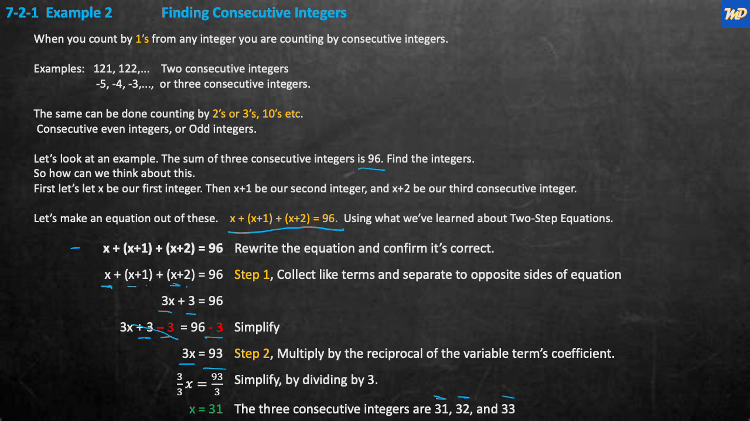If you add these 3 consecutive integers, you'll get 96. Oh, here it is right here, 96. Couldn't find it. So you get 96. 30, 30, 30 is 90, and 1, 2, and 3 makes 6.